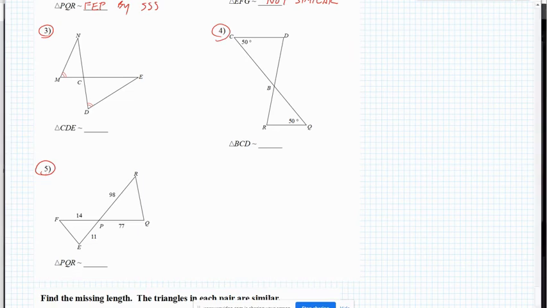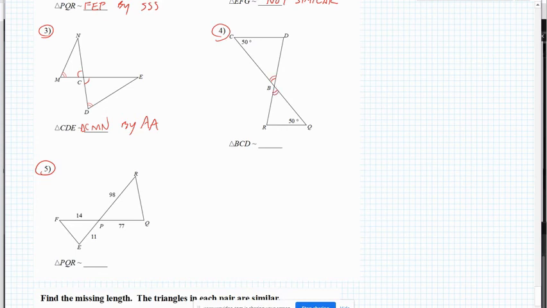So for problem number 3, we have another pair of matching angles that are vertical angles. And so these would be similar by AA. So CDE is similar to triangle CMN by AA.